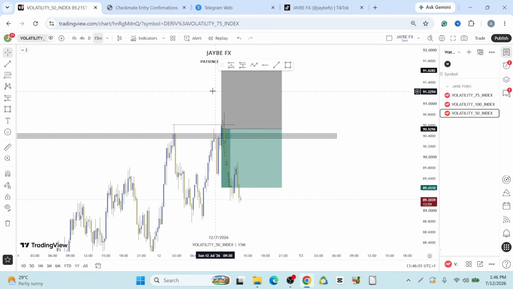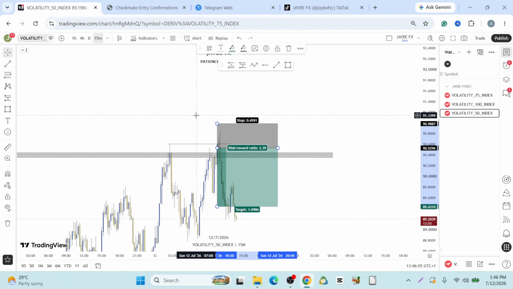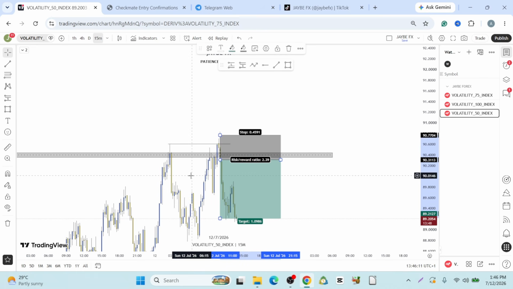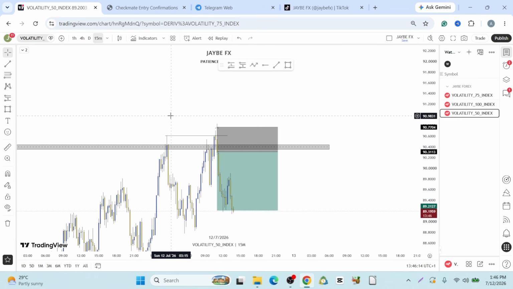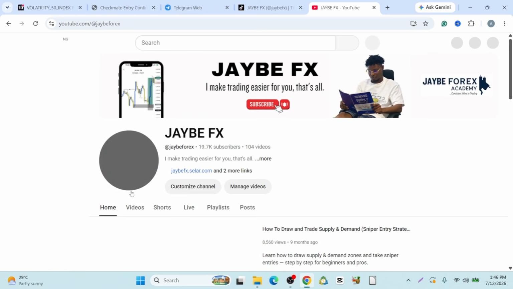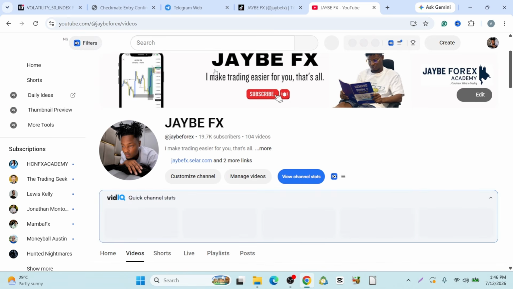I like using the engulfing. Doji can also be used to enter, but doji is a bit aggressive, so that is why you have to wait for engulfing. But when you are doing this, make sure you already know how to identify the trend. If you don't know how to identify the trend, then make sure you are subscribed to my YouTube, because I have a couple of videos that can literally teach you how to identify directional bias.